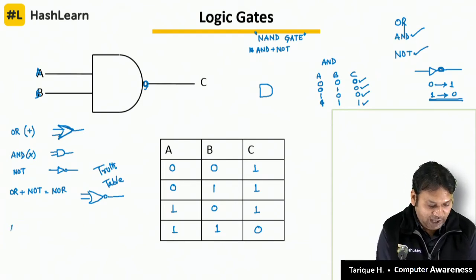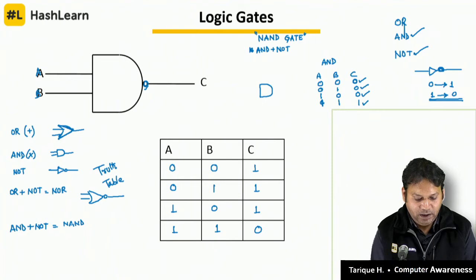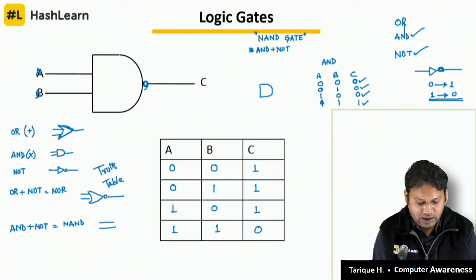And when you take AND gate plus NOT gate and you combine them, that is when you get your NAND gate. So you take the AND gate, which is like a D, and put a 0 at the end. That is your NAND gate.